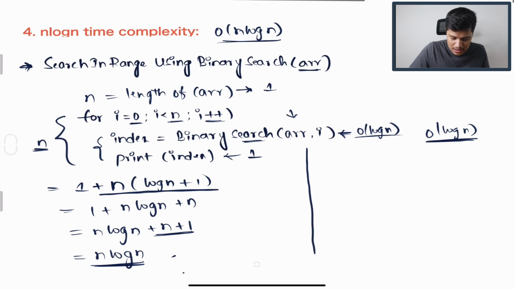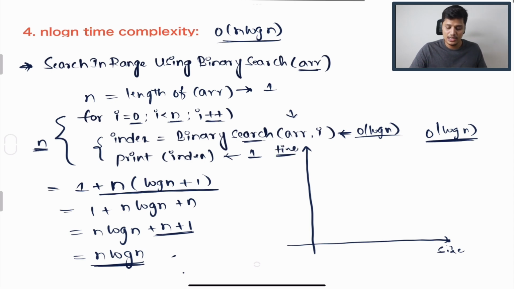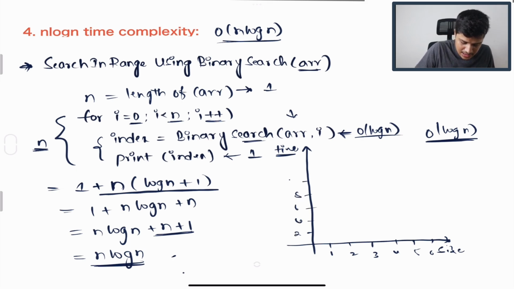If we try to draw the values into a graph, on the x-axis we will take the size of the array, and on the y-axis we will take the time taken by the algorithm, and we will have values 1, 2, 3, 4, 5, 6. Here also we will have 2, 4, 6, 8, 10, 12, 14, something like this. If you want to draw the graph with actual values, you can take the size of the array and the time taken by the algorithm as well, by substituting that n value in this expression using the calculator.